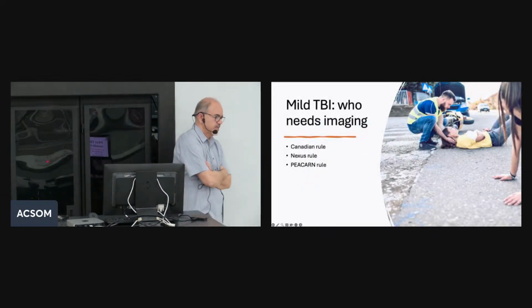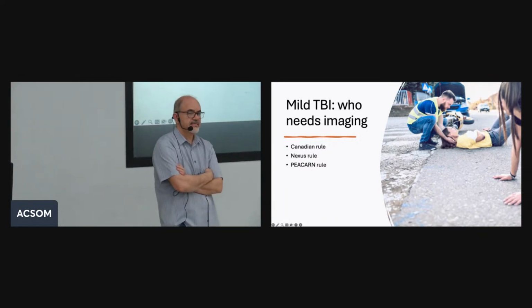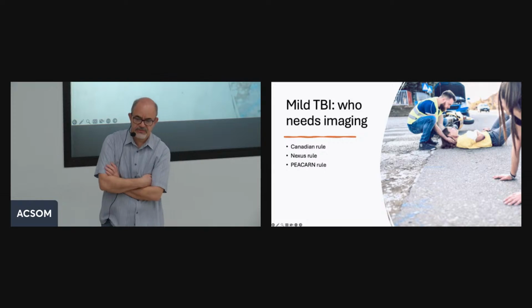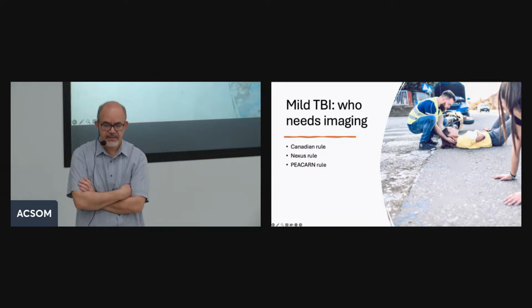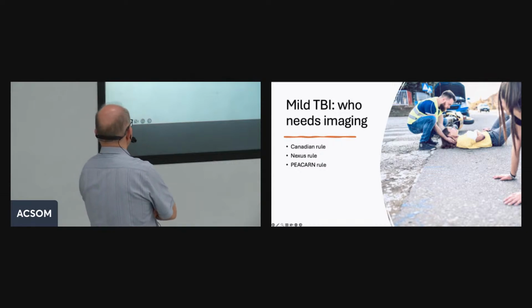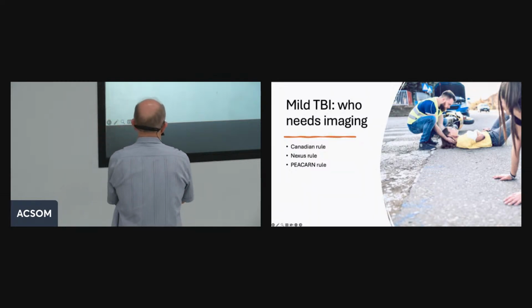So the question for you when you work in the emergency department is, who needs a CAT scan? Who needs imaging? Obviously, you don't want to expose everyone to radiation, right? Not everyone who has a head trauma should get exposed to radiation, and you need to allocate your resources properly. We have a couple of different rules that have all been validated. We have the Canadian head CT rule, the NEXUS rule, and the PECARN rule, but that is for children.